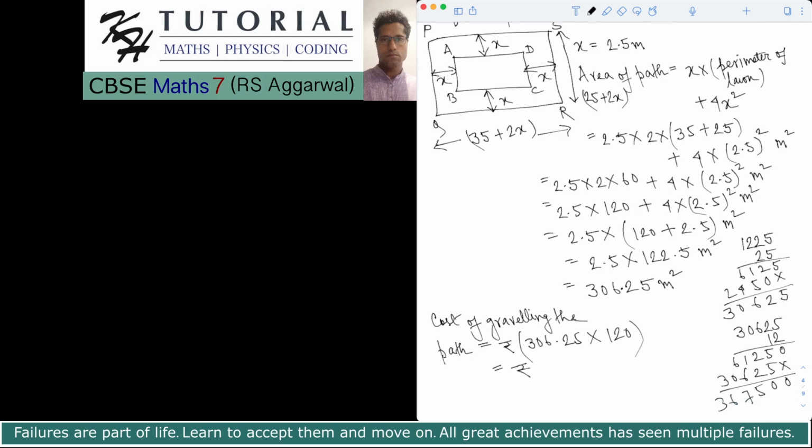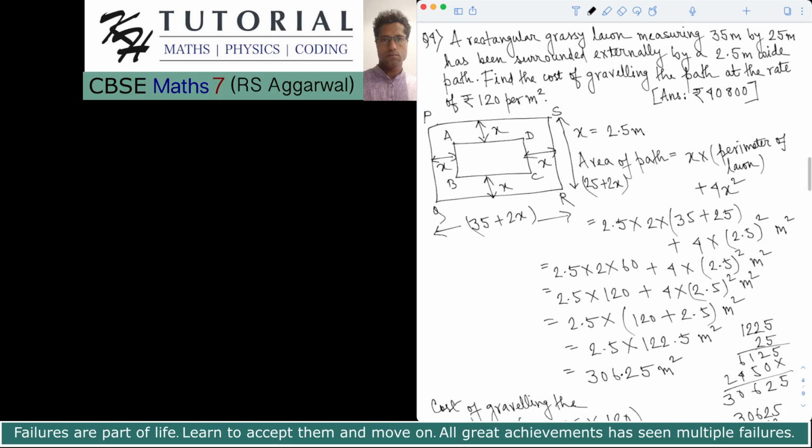So the area of the path will be x multiplied by the perimeter of the grassy lawn, plus, since the path is outside the lawn, that is the rectangular plot, the formula is x multiplied by perimeter of the plot plus 4x square. So 2.5 multiplied by 2 multiplied by 35 plus 25, plus 4 into 2.5 square. 35 plus 25 is 60. So 2.5 into 2 into 60 plus 4 into 2.5 square.